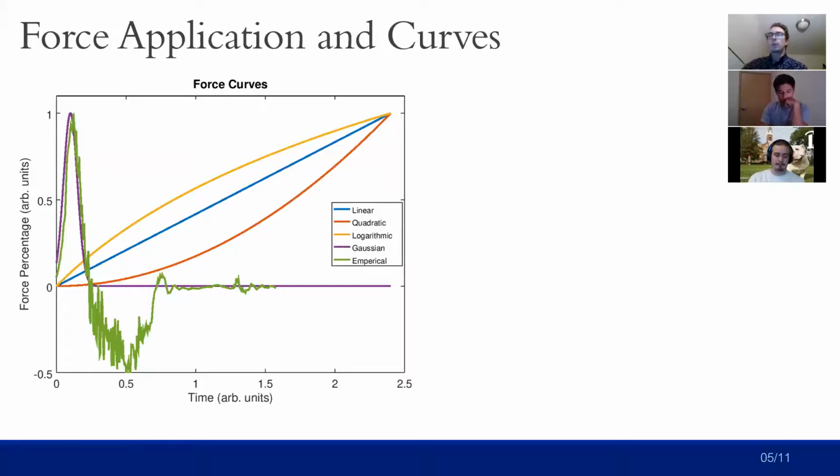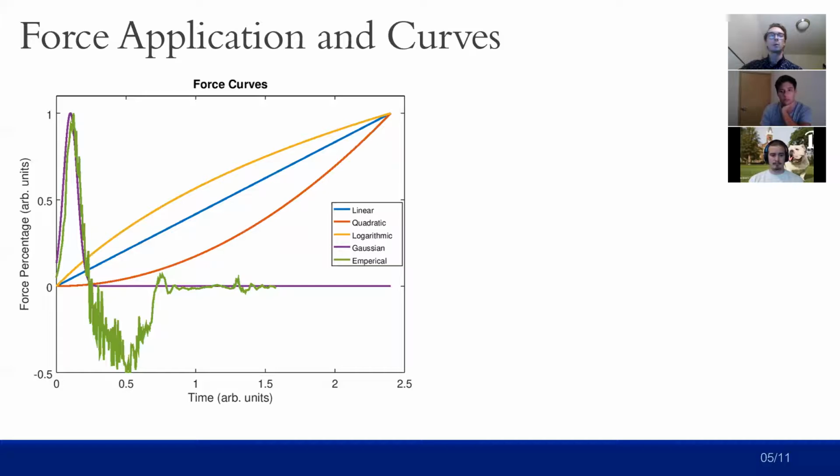So the first thing we have to take a look at is how this force is going to change over time, because we can't assume a constant force when we're doing this bike throw. So we examined a few different force curves, a linear in the blue, quadratic in the red, logarithmic in the yellow, Gaussian in purple, and then we also did some empirical testing on our own, which is shown in the green here. So all of these are scaled to go from 0 to 1 over our time interval. This is spread out so that it's a little bit easier to see.